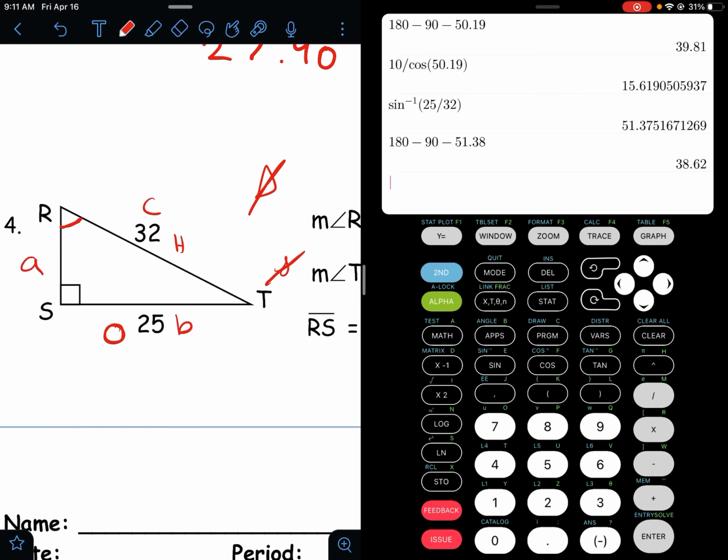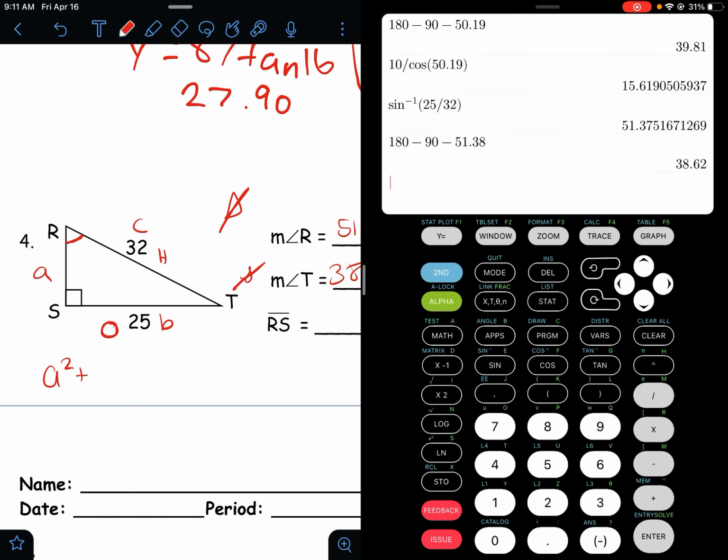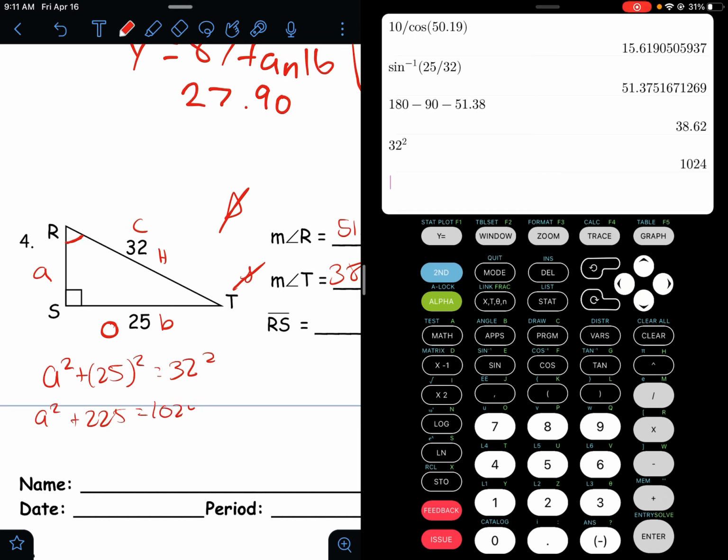We'll say that this is our A, this will be our B, and this will be our C. Your C always has to be your hypotenuse. So A squared plus B squared, which is 25, equals C squared, which is 32. So we get A squared plus 225 equals 32 squared, which is 1024. Or actually, hold on, I think that's wrong. 25 times 25, I did 15 squared. I'm sorry, it should be 625. My bad. So 1024 minus 625 is going to give us 399.